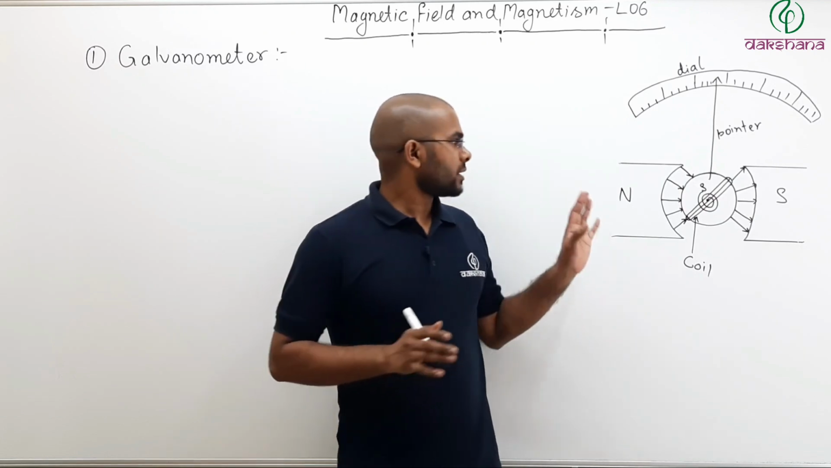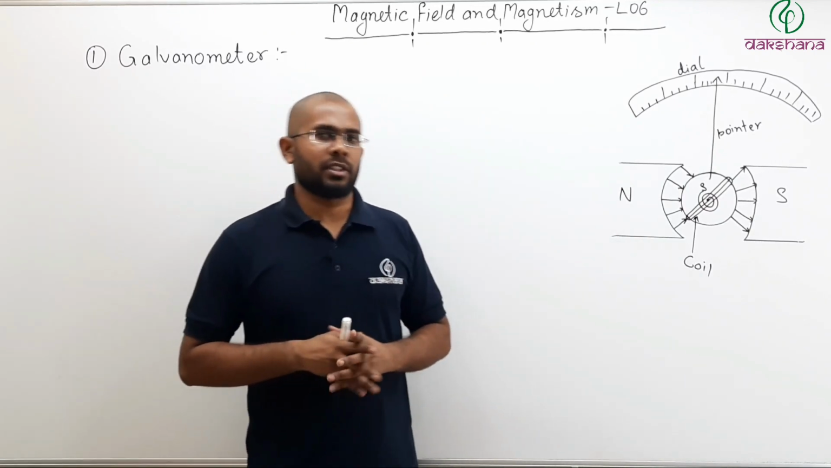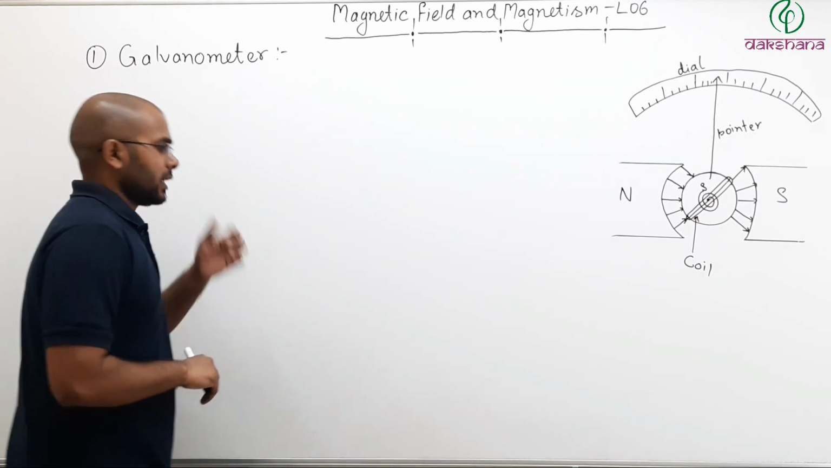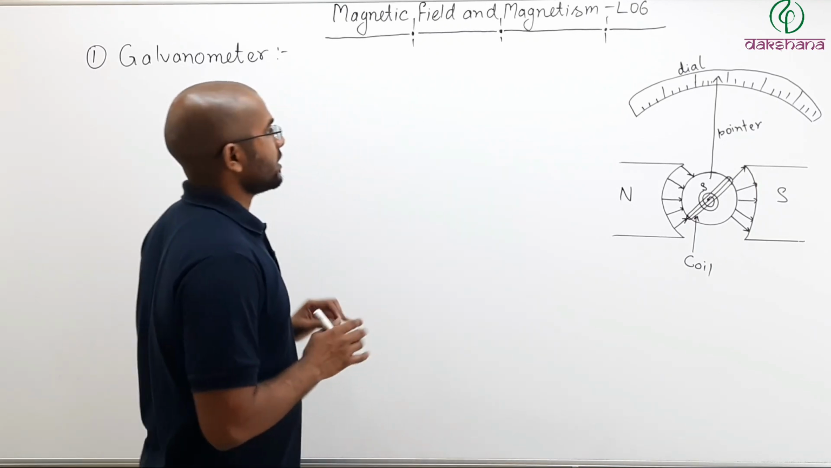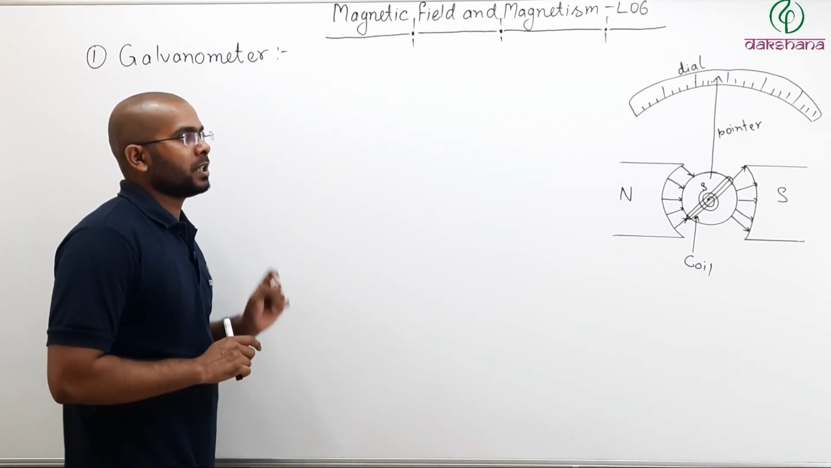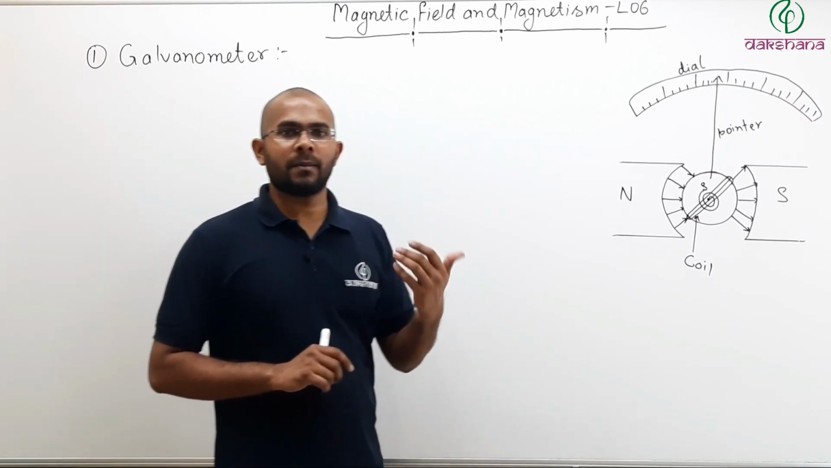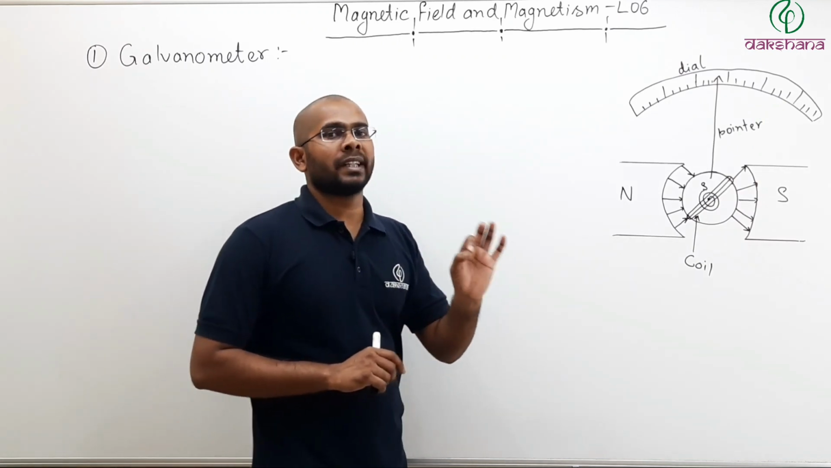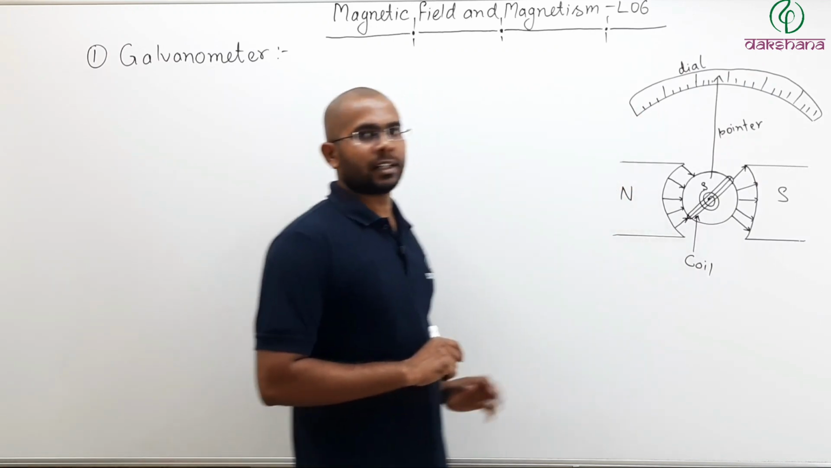Now here you can see a very basic diagram of your galvanometer. What is a galvanometer? As you must have seen in your laboratories, a galvanometer is nothing but an instrument which detects current. It cannot measure a very high amount of current, but it can detect a very small amount of current, and it can also detect which direction your current is going.